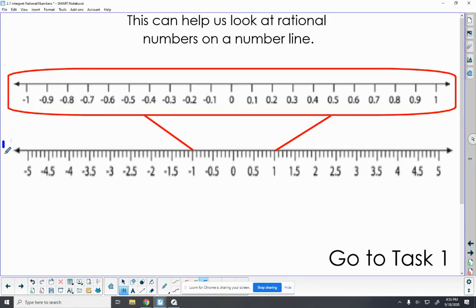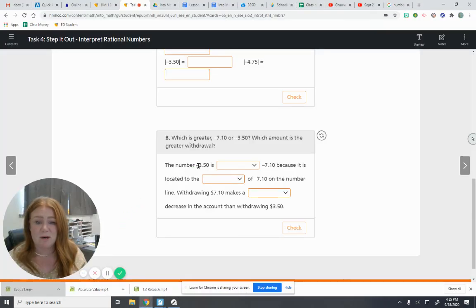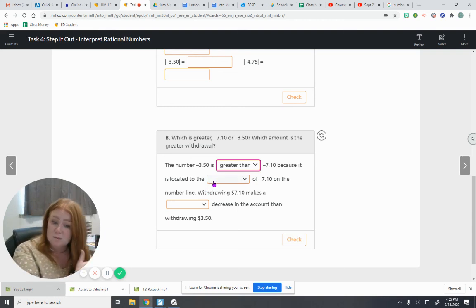$3.50. So I know seven's going to be over here somewhere, $7.10 that she took out. She also took out negative $3.50. So looking here, I know that negative 350 is farther to the right. So that's a greater amount. So we want to come back here and answer these questions. So the number negative $3.50 is greater than negative $7.10 because it's located farther to the right.